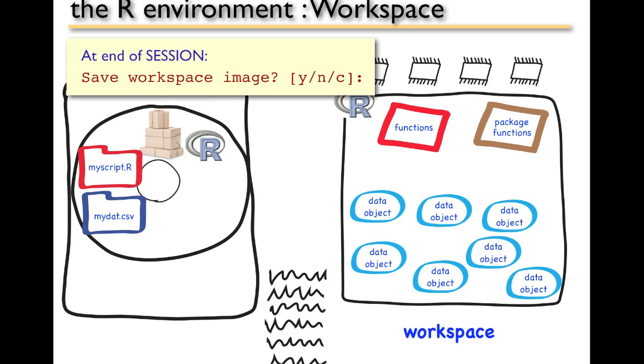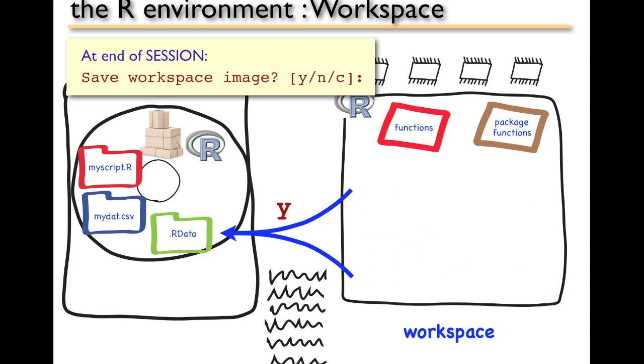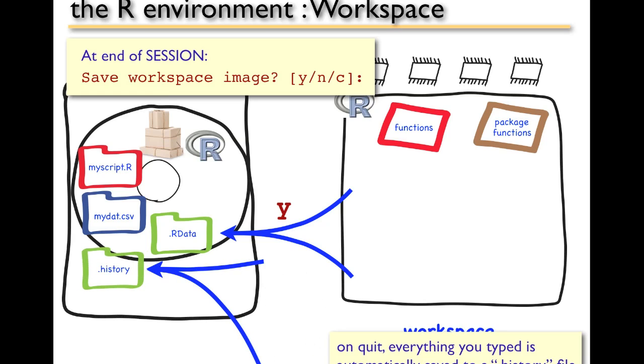So at the end of the session, when you're done for the day and you're ready to kick back and leave your computer behind, R will ask you, do you want to save your workspace image? If you say yes, what will happen is all of your data objects will get sucked into this hidden file called .rdata. It's a binary file that stores all of those objects. When you quit, everything that you typed in, click, click, click, is automatically saved into a .history file.